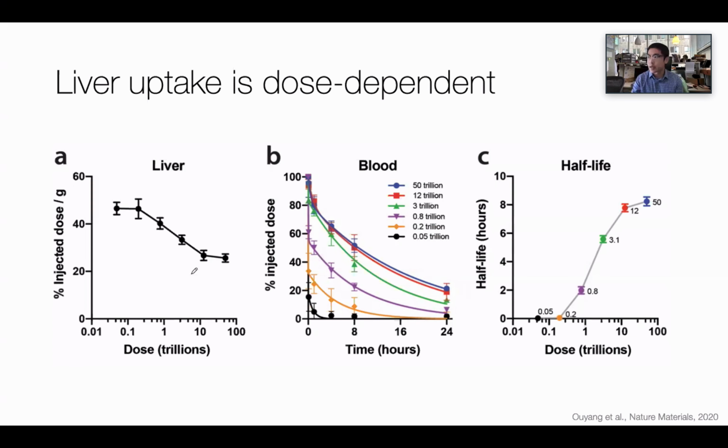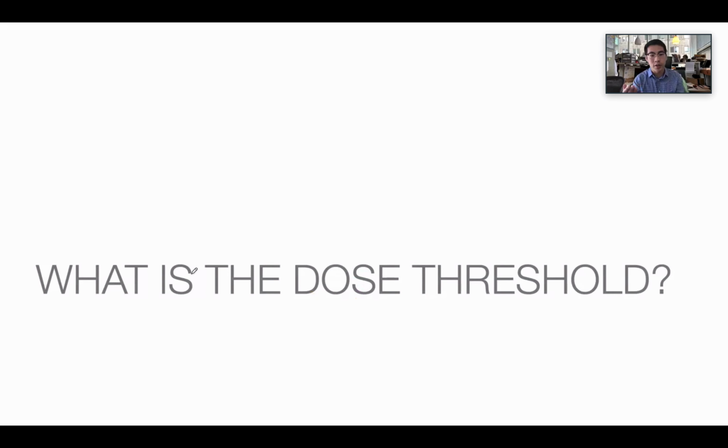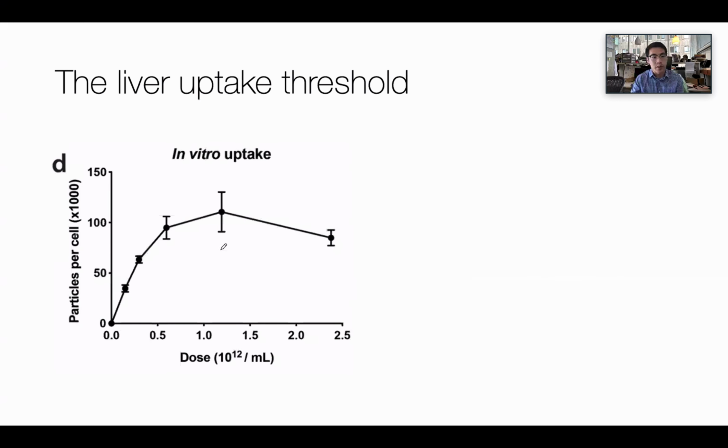So what we wanted to do next was ask, what is the dose threshold? At what point are these cells in the liver going to be overwhelmed? We answered this question using an in vitro experiment, where we increased the dose of nanoparticles that we gave to in vitro macrophages, and measured how many particles per cell were in each of these cells. We found that as you increase the dose, there was an increase in the particles that accumulated in the cells, of course, but it flatlined, right? After 24 hours, the maximum amount that a macrophage could take up in vitro was 100,000 nanoparticles per cell.